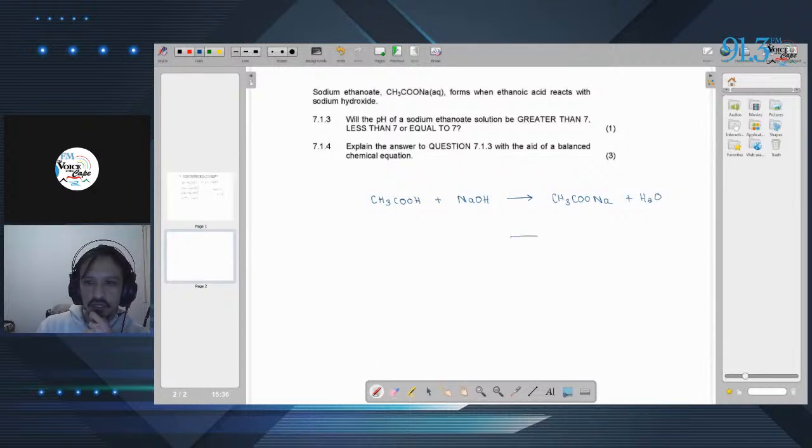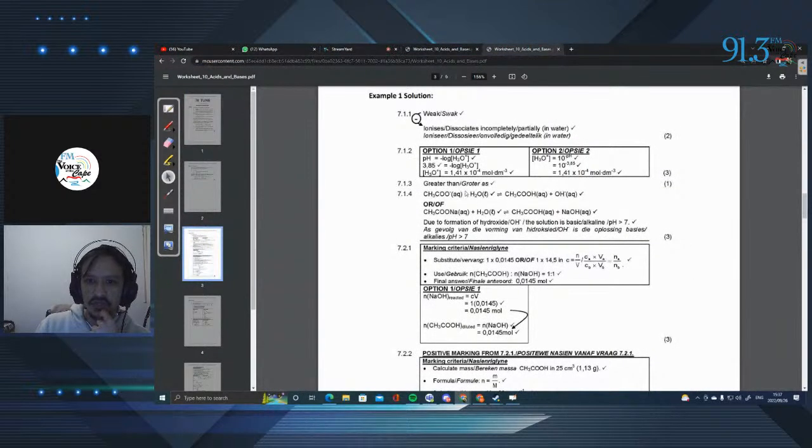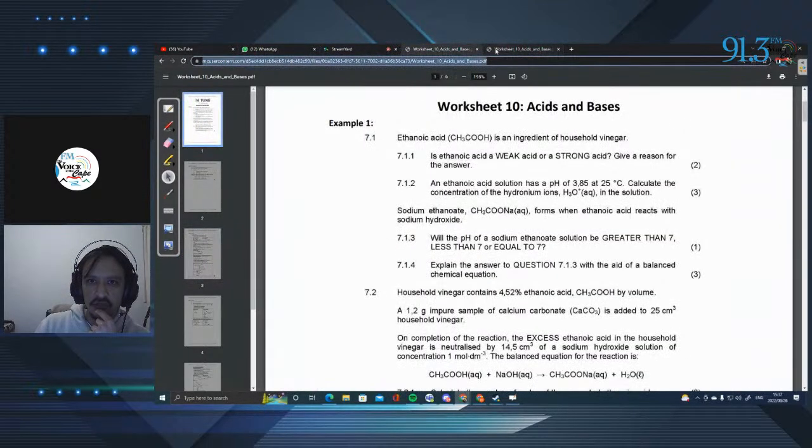Basically, in ionic form, we're going to end up with this over here. Okay, we ignore the spectator ions, which is sodium. And this just keeps filling it up with OH minuses, right? So essentially, we're just going to be increasing the pH. So we're going to have a pH of greater than 7. And we'll see that there in the memo as well. If we take a look here, greater. And there we can see that if we look at the solution, they say, explain the answer to question 7.1.3 with the aid of a balanced chemical equation.